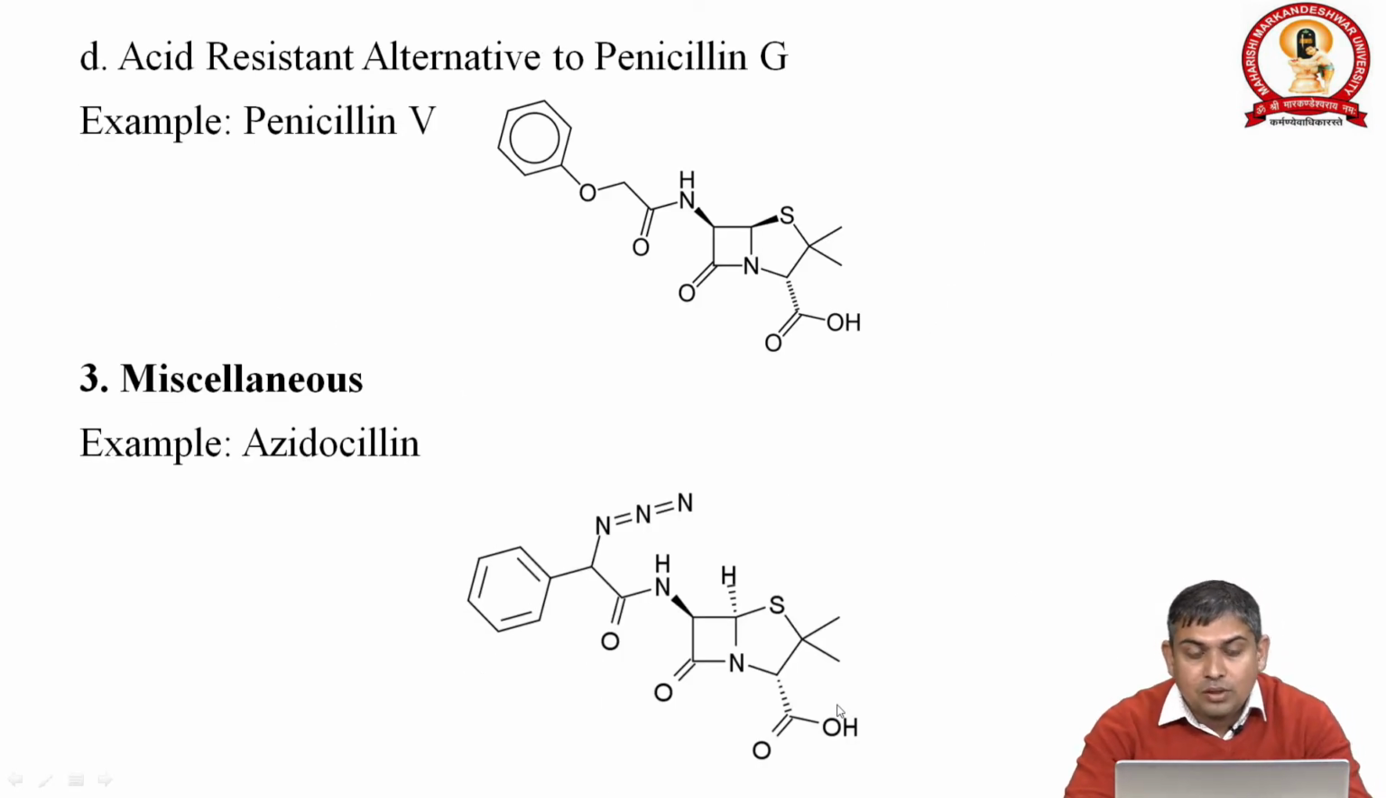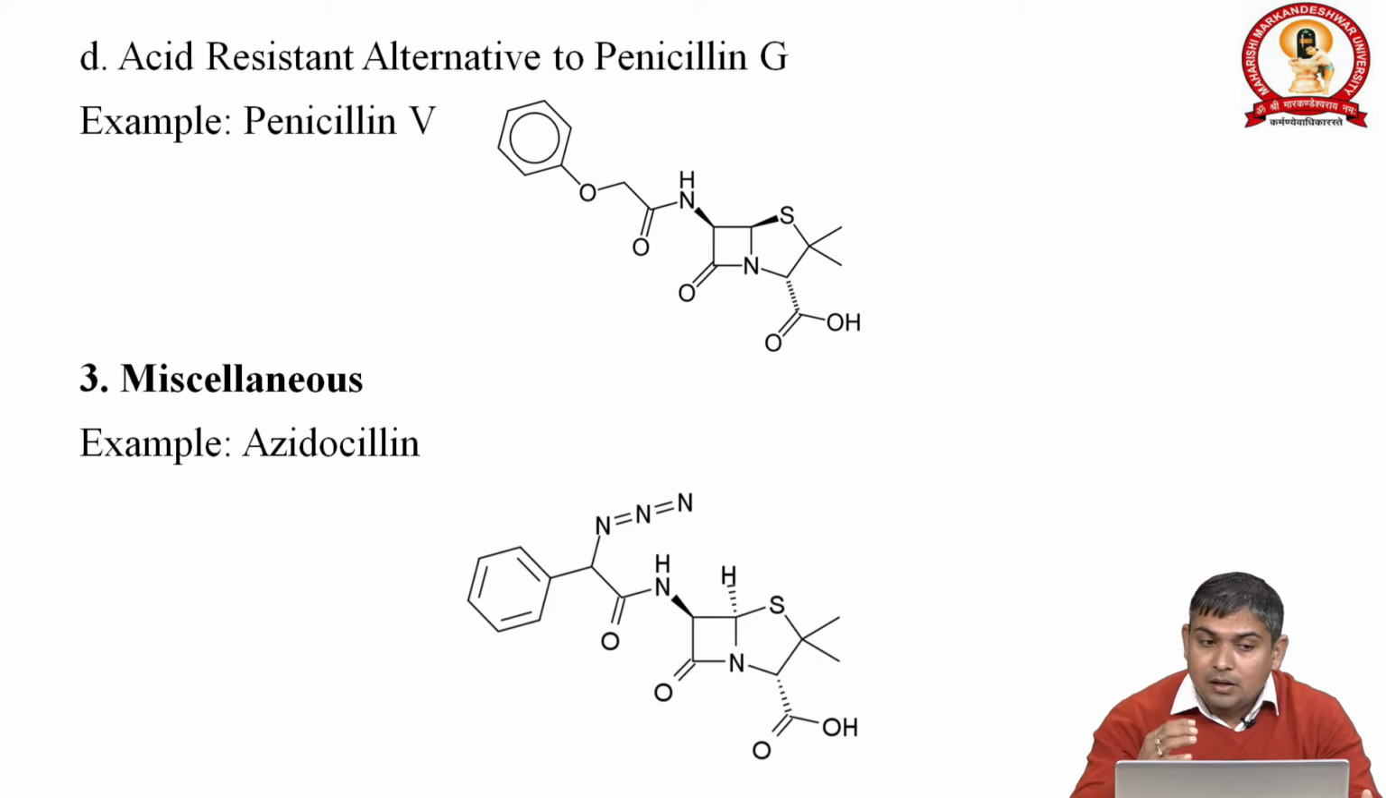Now we move to the next class, that is acid resistant alternatives to penicillin G. The prototype drug of this penicillin antibiotic class is benzyl penicillin, and the main problem associated with its use is that it is easily degraded by the gastric hydrochloric acid. It is not very stable against gastric hydrochloric acid, so it cannot be administered by the oral route.